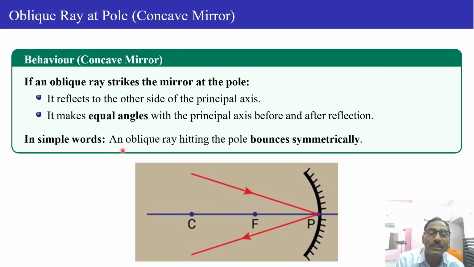In simple words, an oblique ray hitting the pole bounces symmetrically.